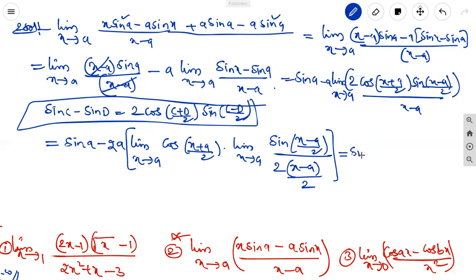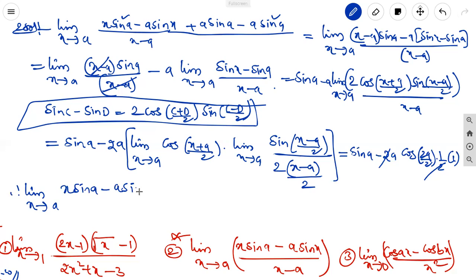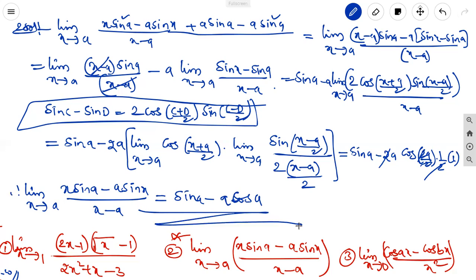This is equal to sine a minus 2a. When we take x equal to a, a plus a is 2a by 2, the 2 gets cancelled. That is cos of 2a by 2. The 1 by 2 is the constant right outside. Sine x by x is equal to 1. The 2 cancels. Therefore, limit x tends to a, (x sine a minus a sine x) by (x minus a) equal to sine a minus a cos a. Sine a minus a cos a is the limit value of the given function.